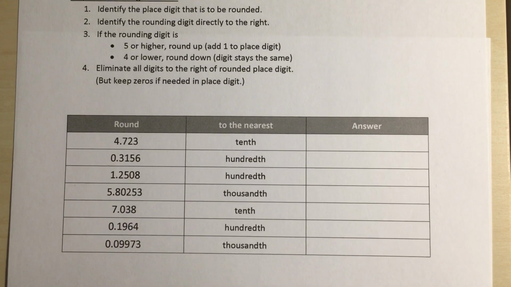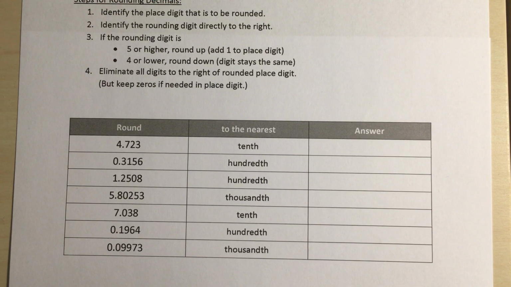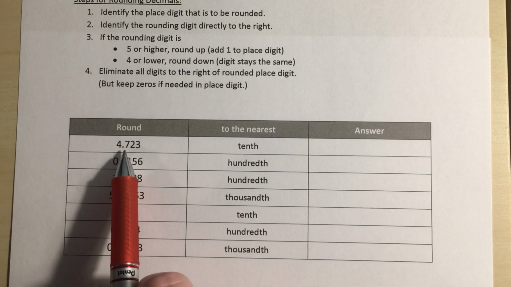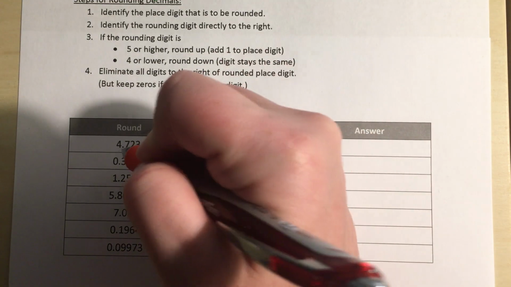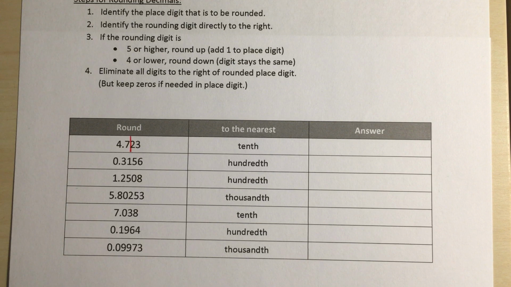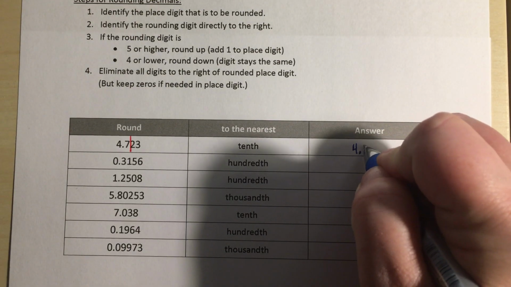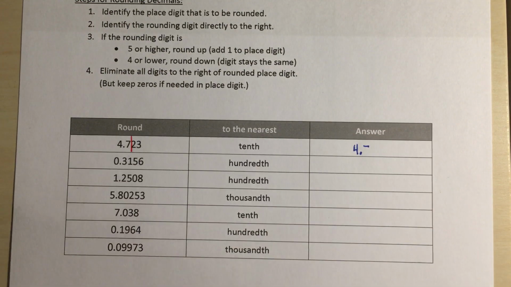So here we have a little table set up. We are rounding to the nearest place, and then our last column is where we're going to provide our answer. So we're going to round 4.723 to the nearest tenth. Our tenths place, remember, is our first place after our decimal, so that is our 7. So we are going to cut this decimal off after that 7. Everything to the left of that 7, we're going to keep. So we're going to keep our 4, and we're going to keep our decimal point.